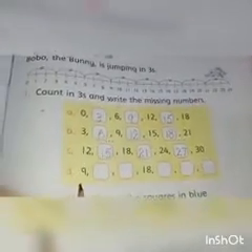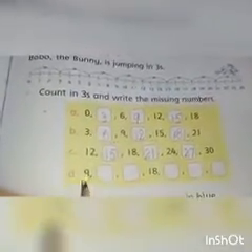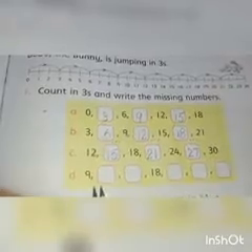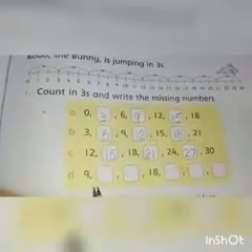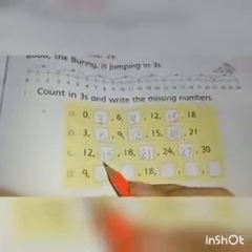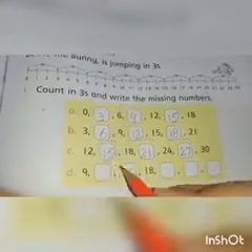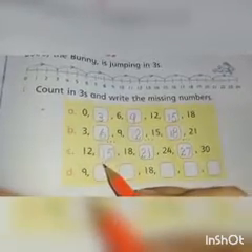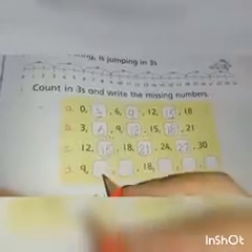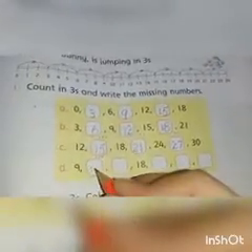At point D, our first number is 9. We are going to skip two numbers and reach the third one. 9, 10, 11, 12. Students, when we skip these two numbers, we have the number 12. Write 12 in the box.